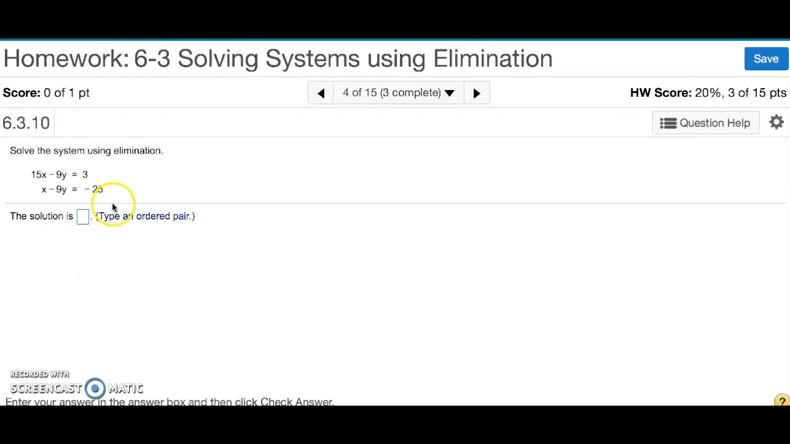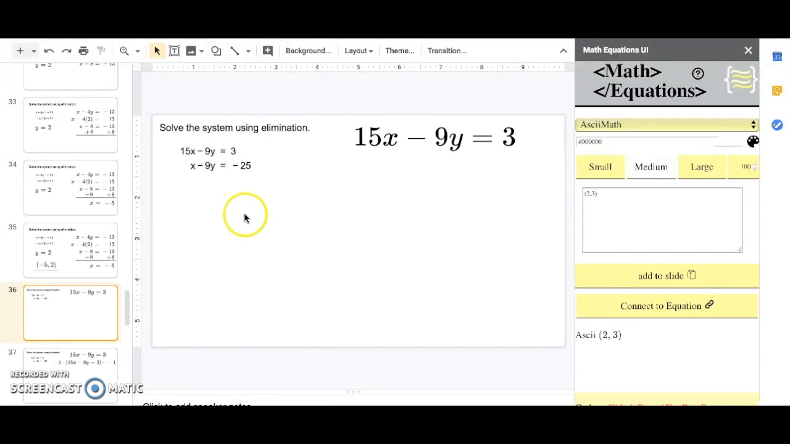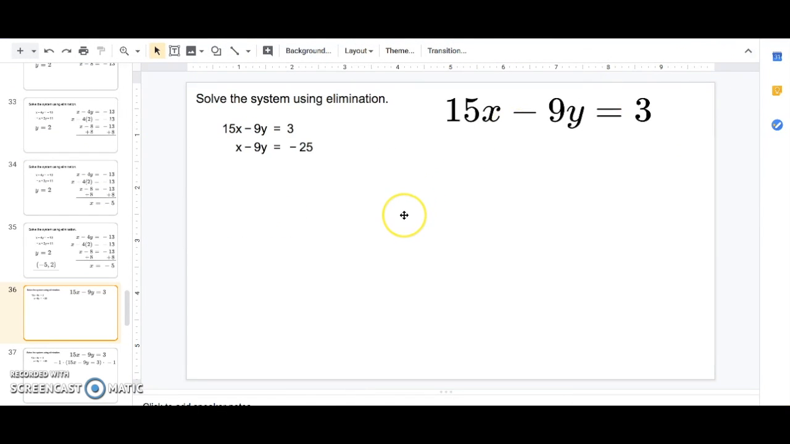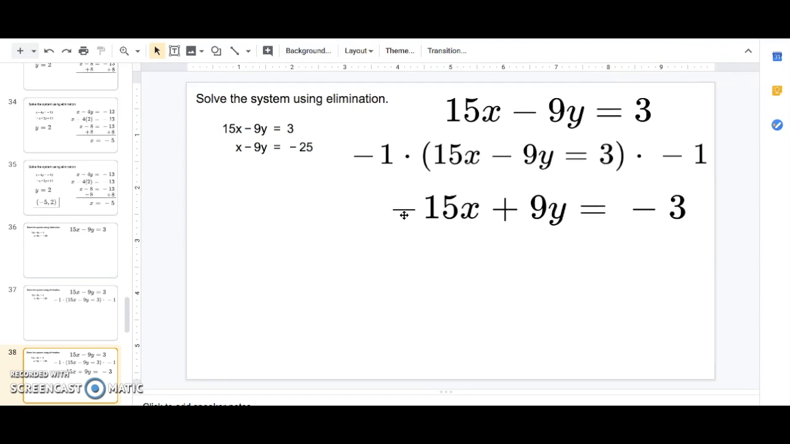Looking at this one, the x's are different, and the y's are the same, including their signs, which means we're going to have to multiply either the top equation or the bottom by negative 1 in order to make them opposite signs and to make the 9 positive. It doesn't matter which equation you choose, you'll still end up with the same answer. I'm going to use the first one, so I'm going to multiply every term in the top equation by negative 1. So I'll get negative 15x plus 9y equals negative 3.